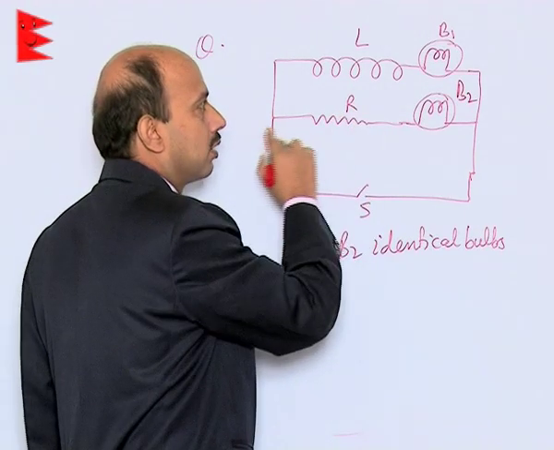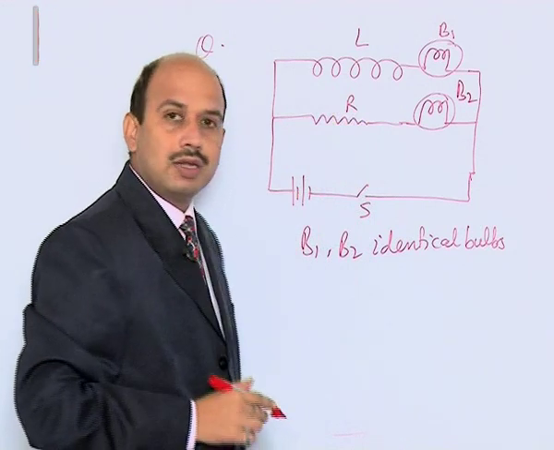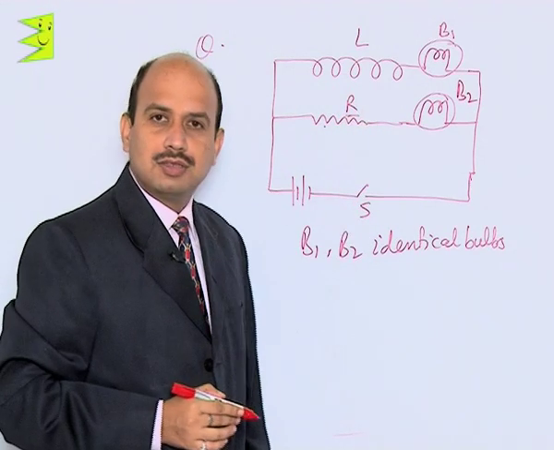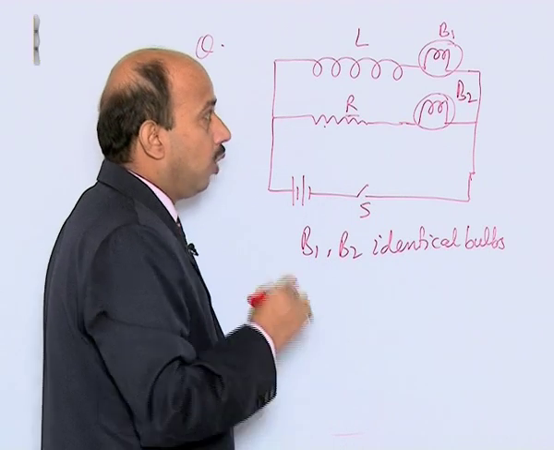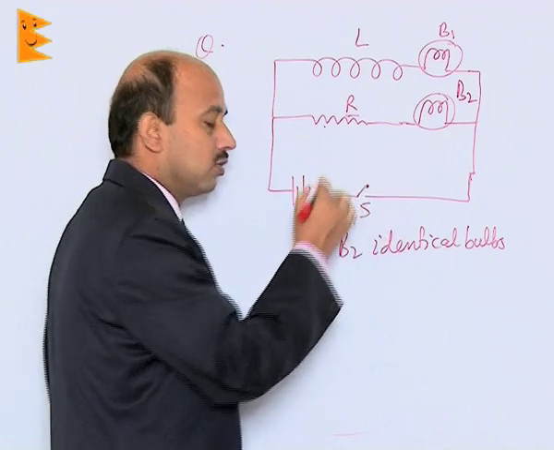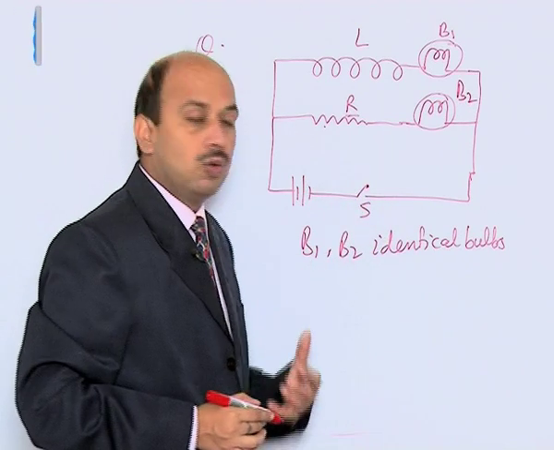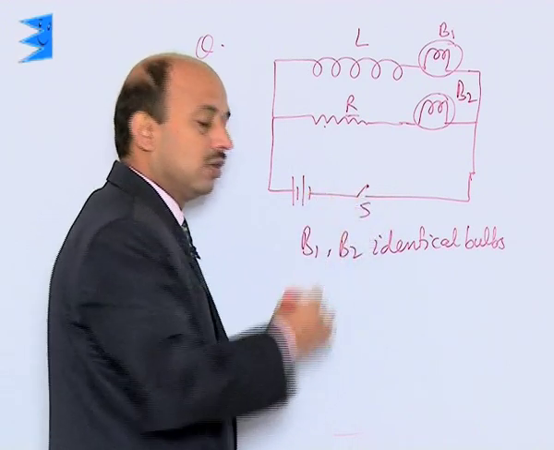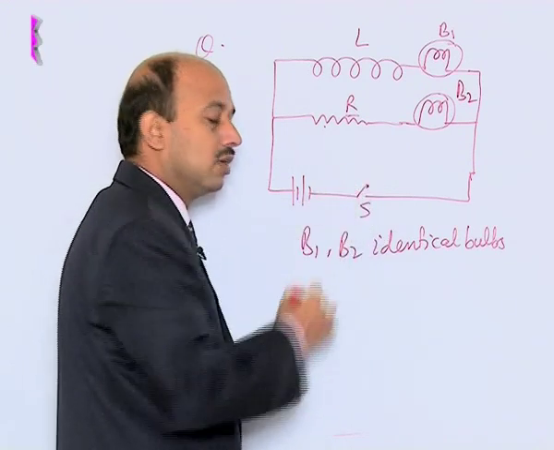This is not a pure inductor. This inductor L also has got resistance R, equal to this, and this wire also has resistance R. So now we have to describe, when this switch is closed, which bulb will glow earlier. So see here, as we close this switch, what happens?